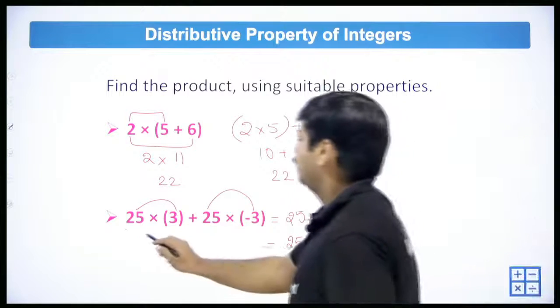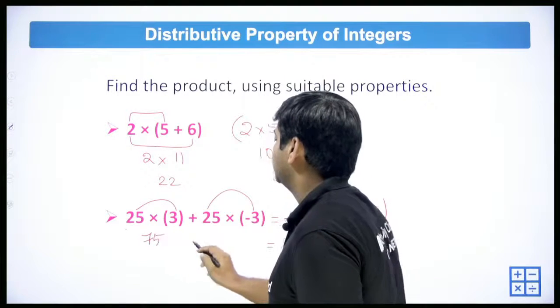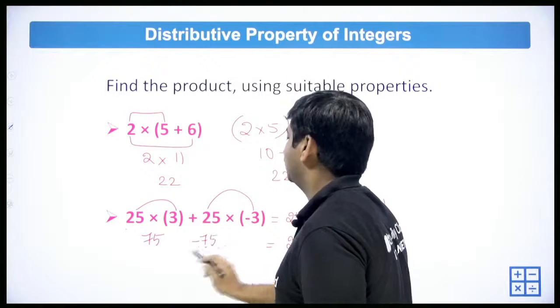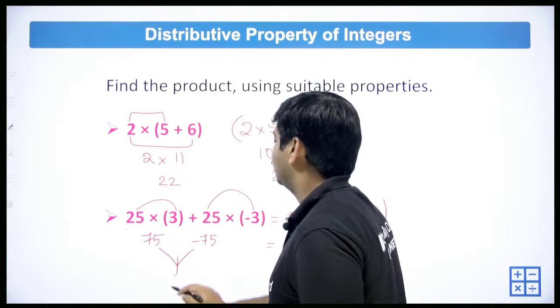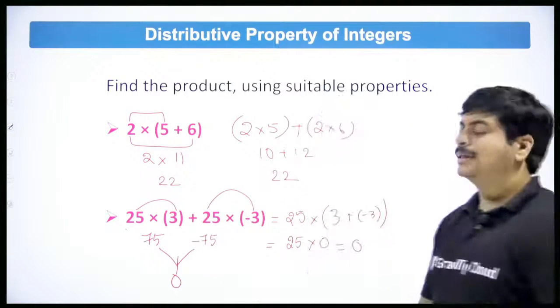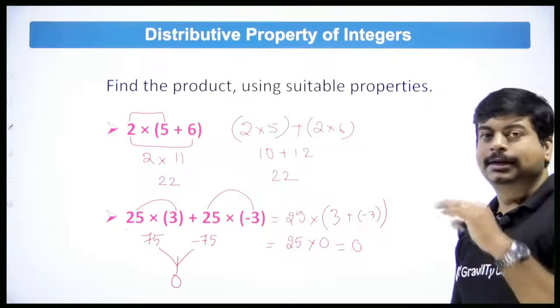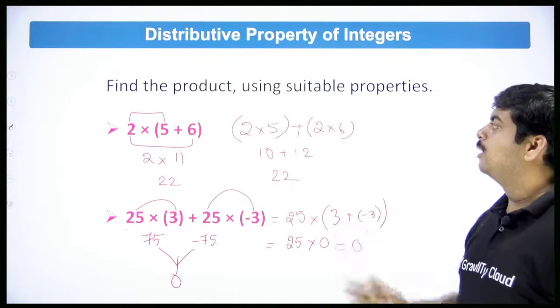25 into 3 is 75, 25 into minus 3 is minus 75. So these two will make the sum equal to 0. These two will make the sum equal to 0. Understand? So this is about the distributive property.